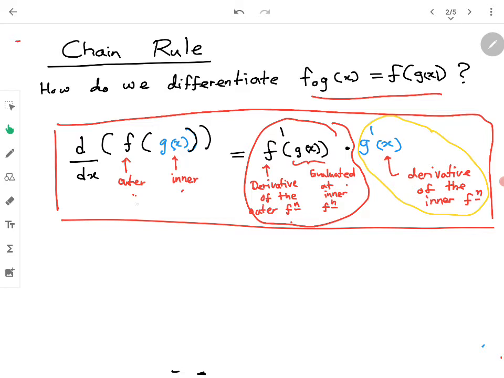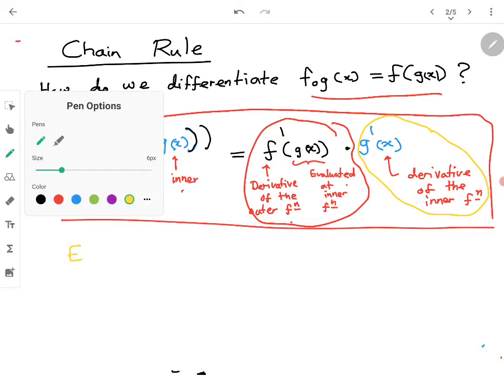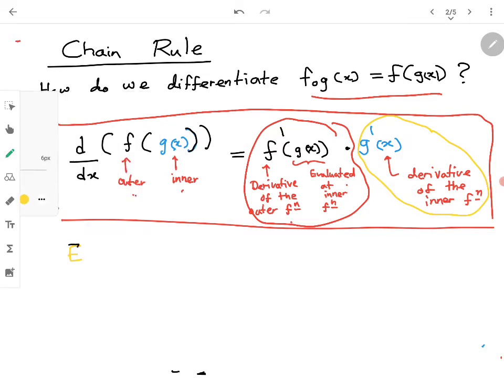So that is why it's important to know what's the outer function and what's the inner function. Okay, so let's do a very simple example to show you guys how to apply this rule. So suppose we want to find the derivative of this. So we want to find the derivative of x minus 2 raised to the 10th power.